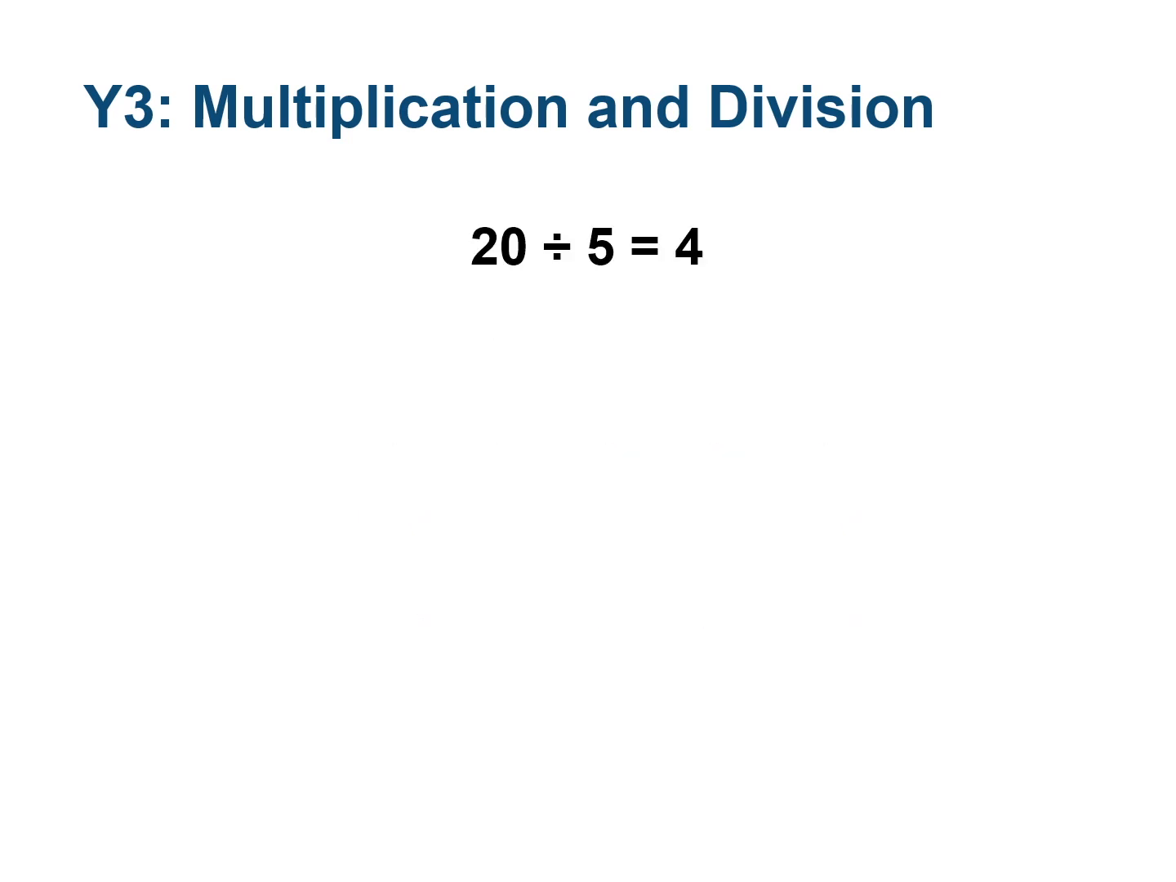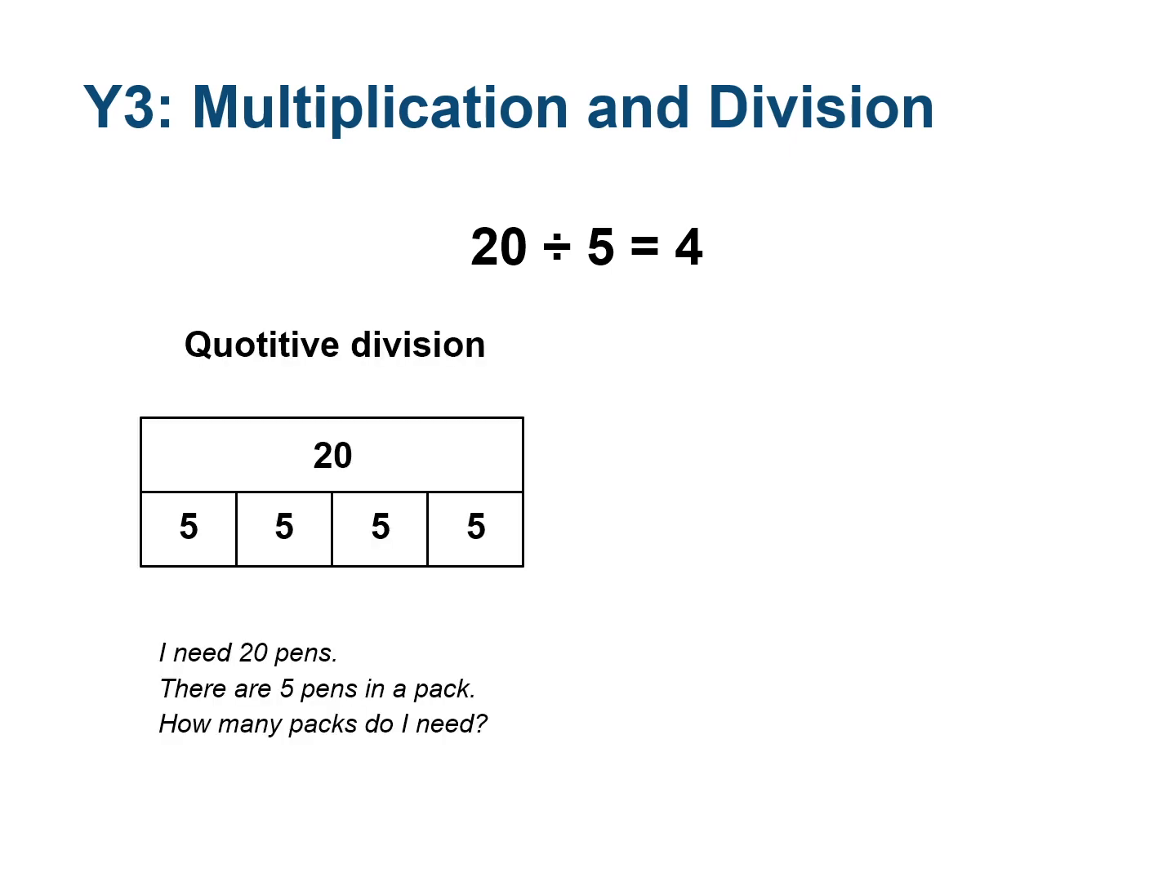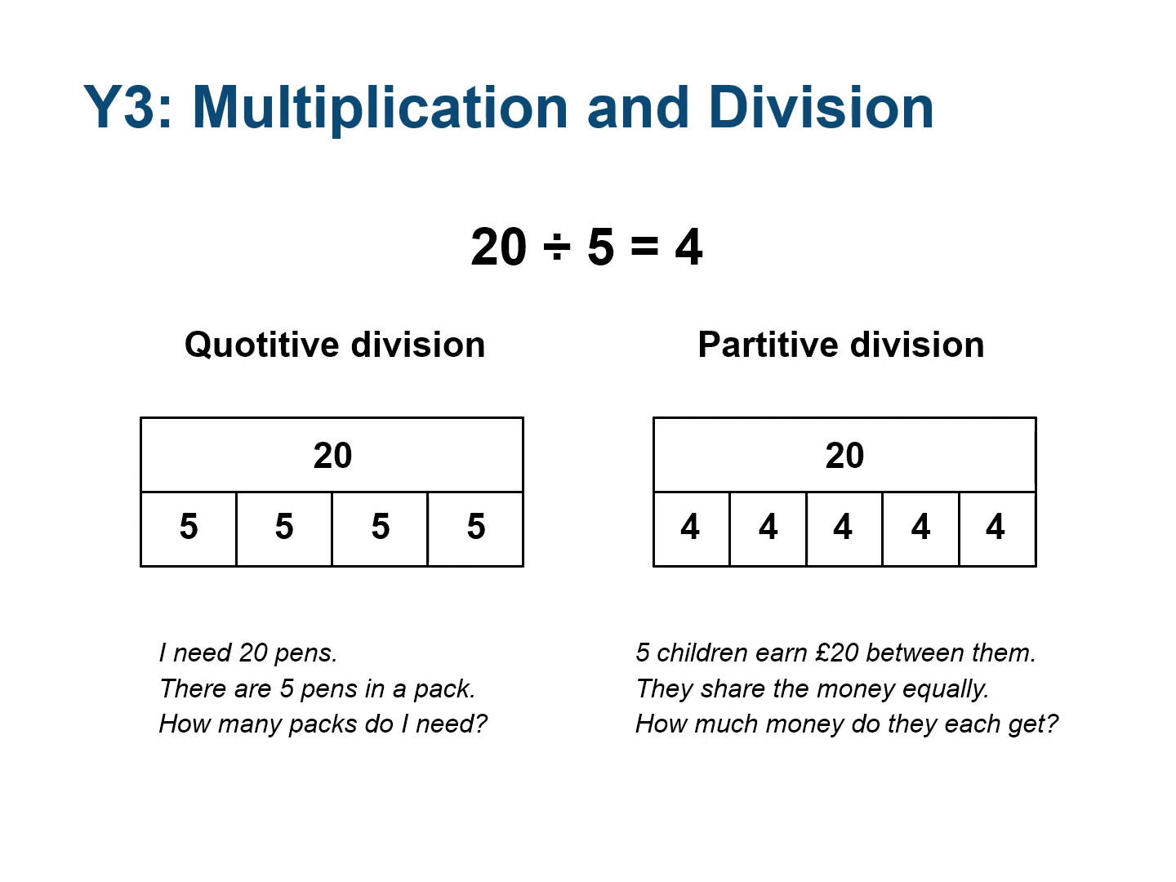Pupils should be taught that the division facts they're learning can be applied to 2 different division structures: quotative division and partitive division. In quotative division, 20 is divided into groups of 5 and there are 4 groups. In partitive division, 20 is distributed equally between 5, with 4 in each part.